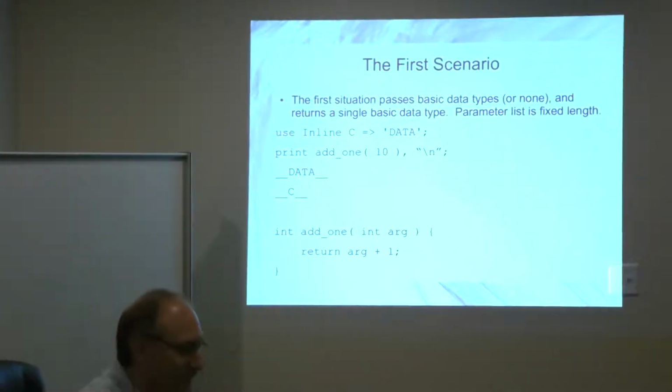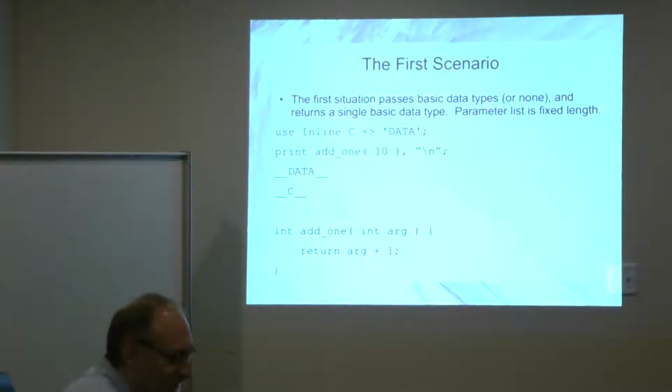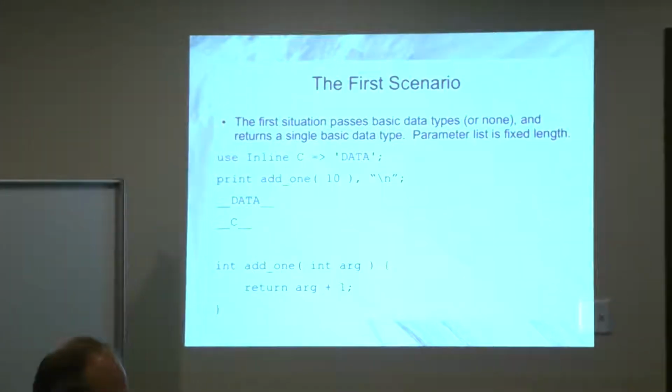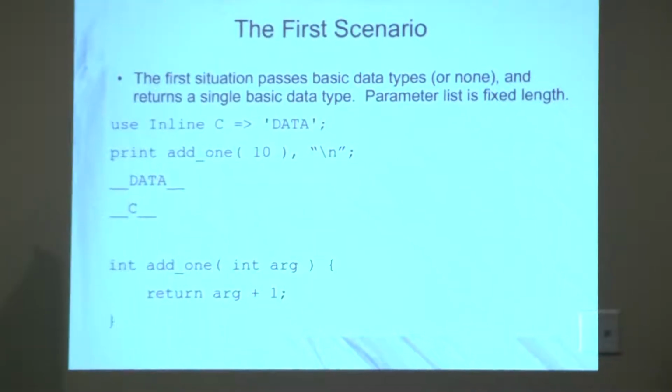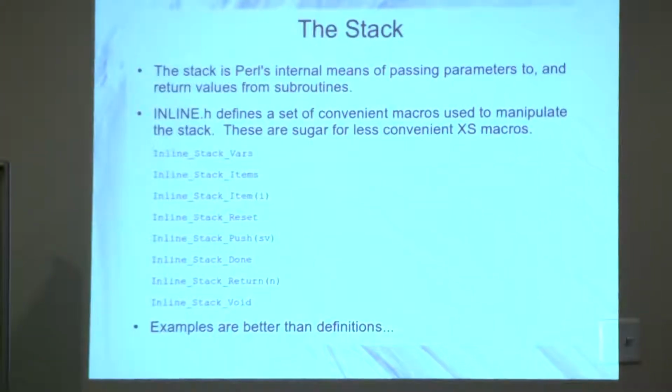So okay, here's an example of the first scenario. This is what your code's going to look like. You tell it that you're returning an int and that you accept an int. We've already seen one of those. It's pretty simple. The second scenario.